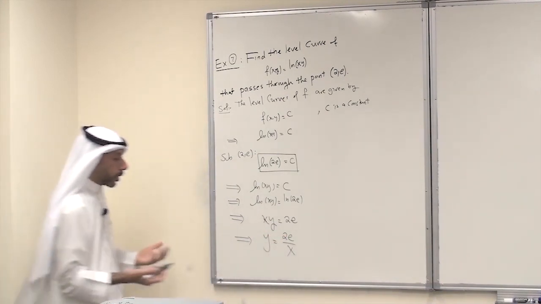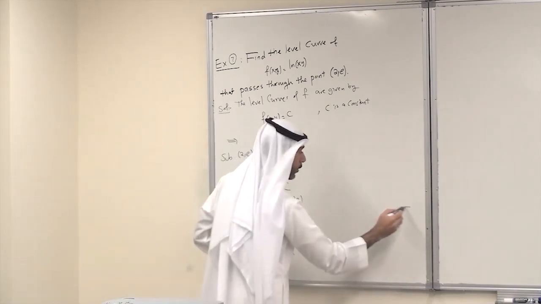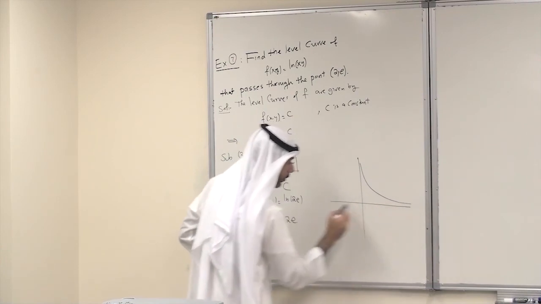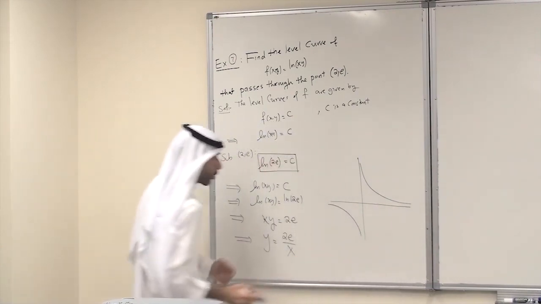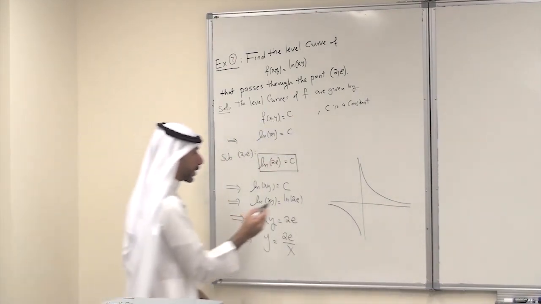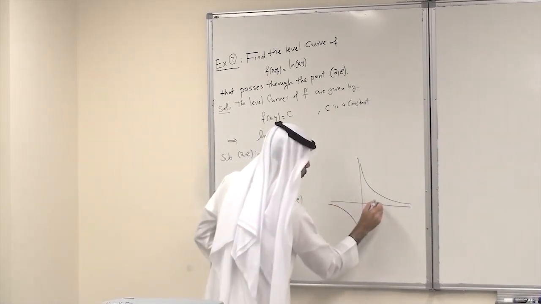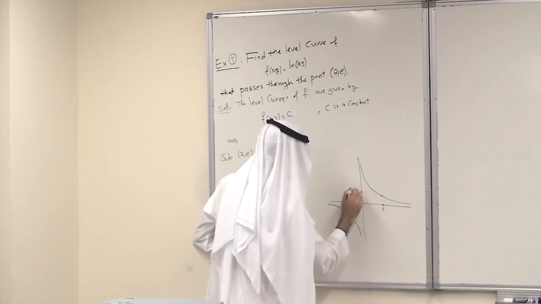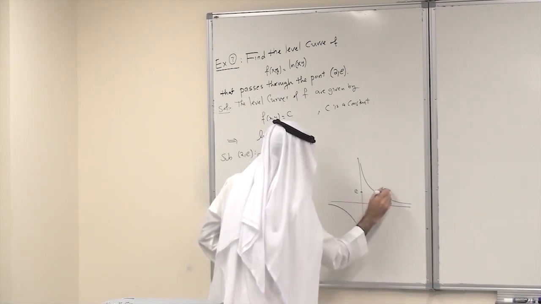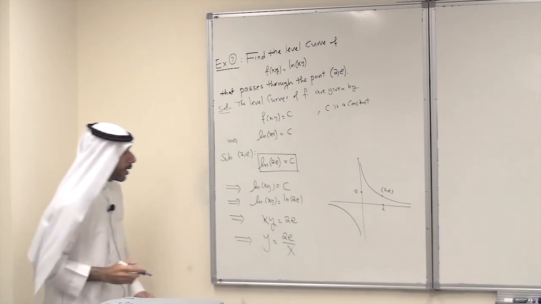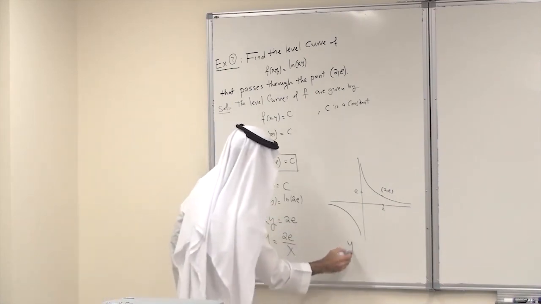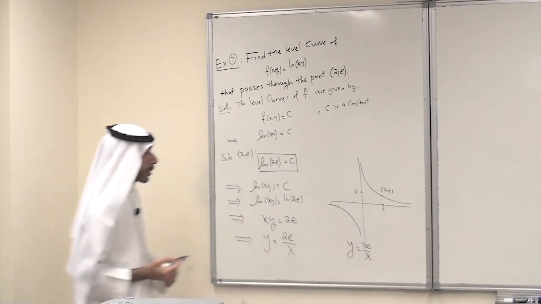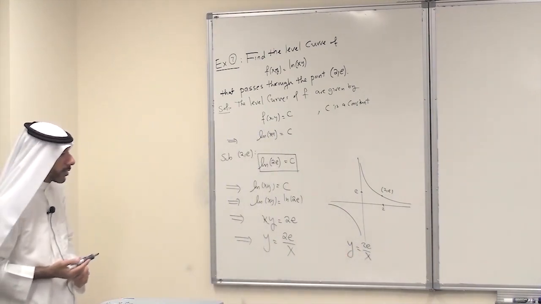Which is a hyperbola, and the graph will be something like this. And if we set x equal to 2 here, for example, we get the following point e. So this is the point (2, e). And this is the graph of the level curve, y equals 2e over x. This is the answer.